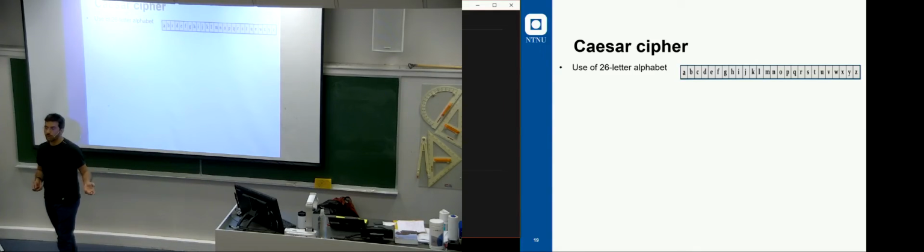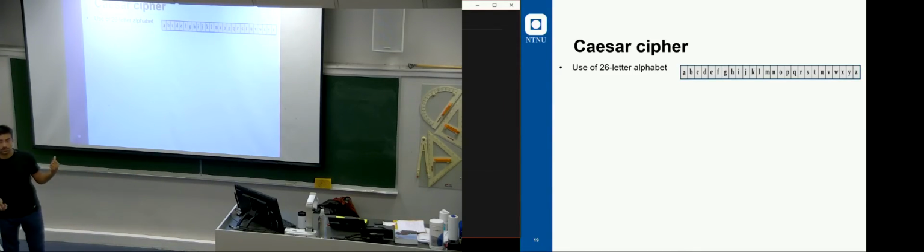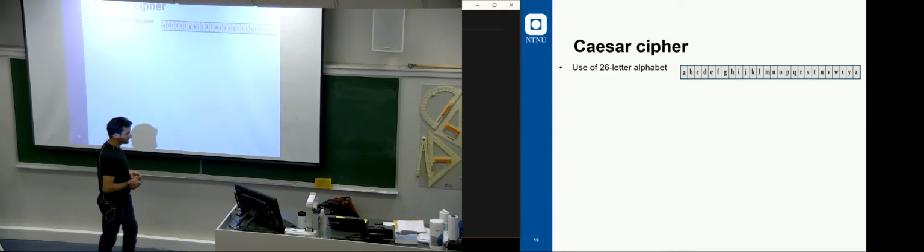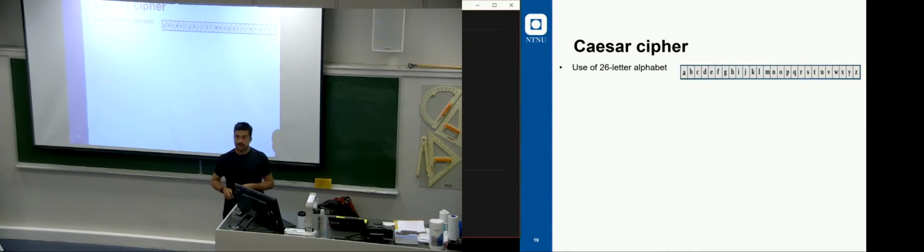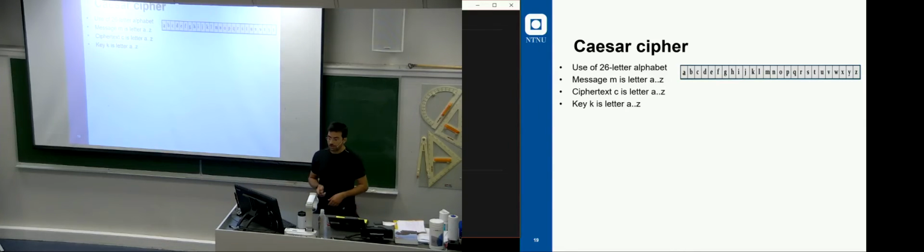Do we have more alphabets than 26? So he used all these alphabets to write a message and to convert it. Message M is a letter A to Z, ciphertext C is also a letter A to Z. That means he converted the message, which was in alphabets, to ciphertext, which was also in alphabets. Key K is a letter from A to Z. That means it can be any letter.